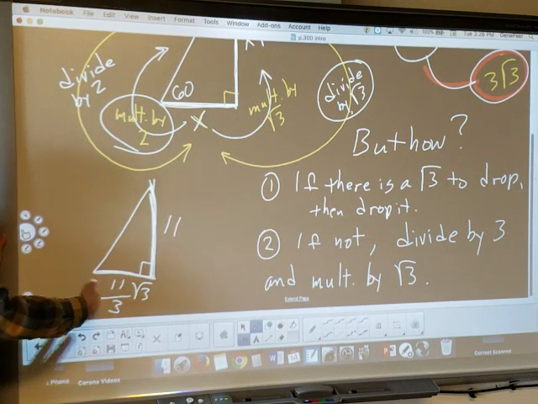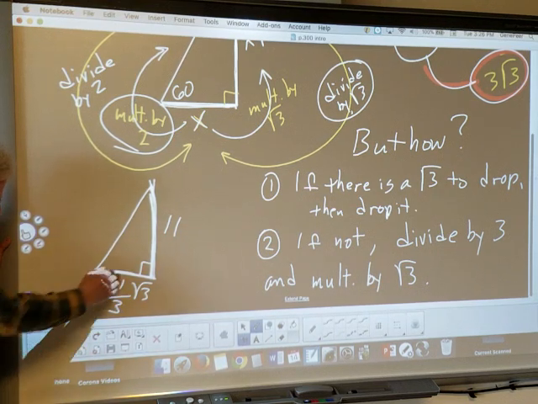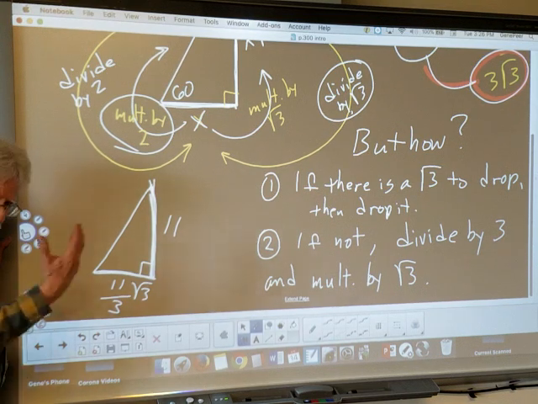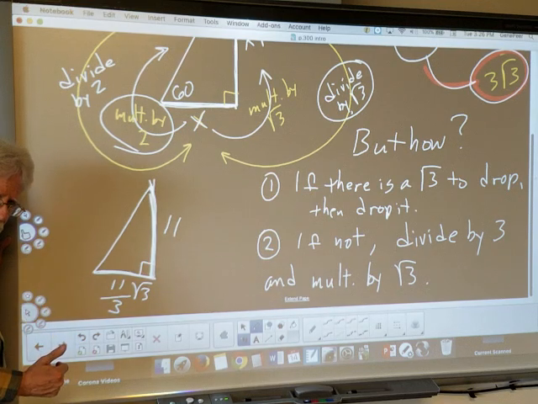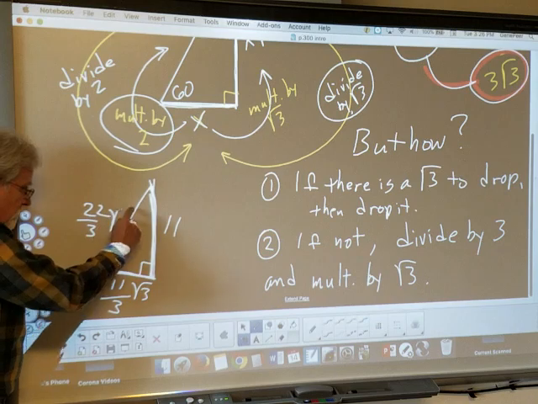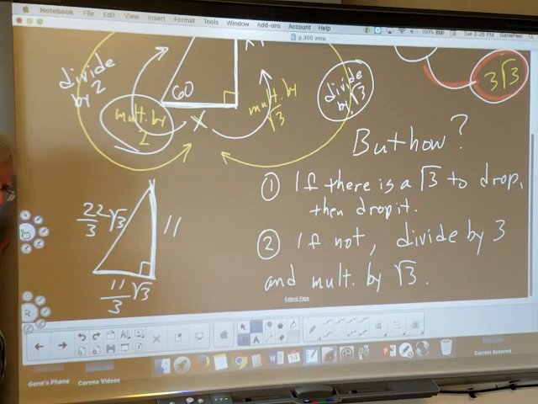Then how do you double that to get the hypotenuse? Well, how do you double any fraction? Just double the numerator. Multiply by 2 over 1. So this becomes 22 thirds square root of 3.